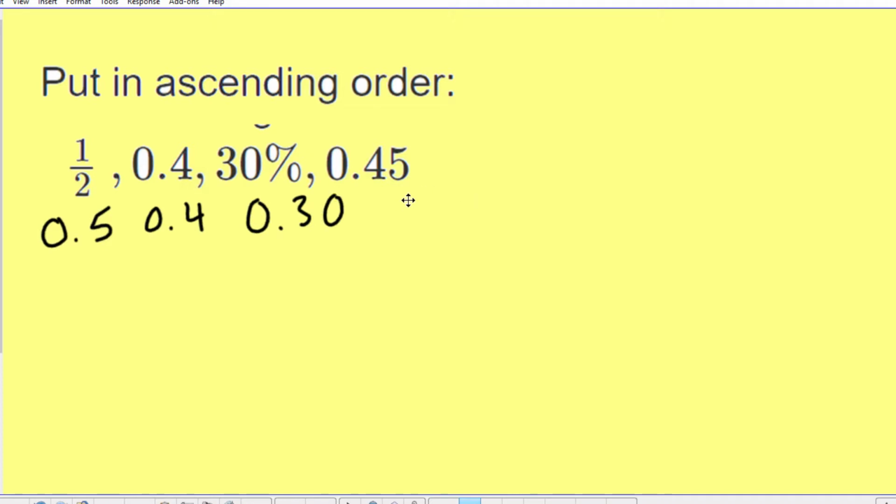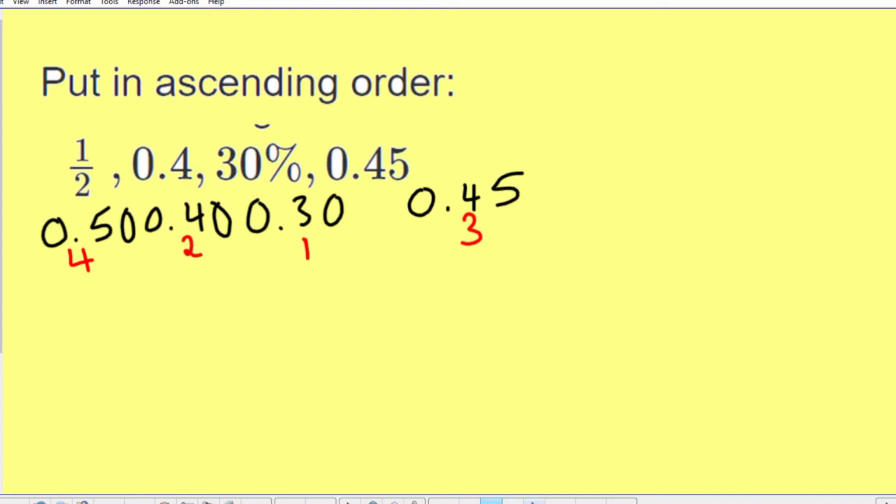And 45, 0.45. Okay, to make things easier, I'm just going to put an equal amount of zeros on everything. So that's 0.50, 0.40, 0.30, and 0.45. So to put these in order then, the smallest here is going to be this one. That's your smallest. Then 0.40, that's your next smallest. 0.45 is your next smallest. And 0.5 is your largest.